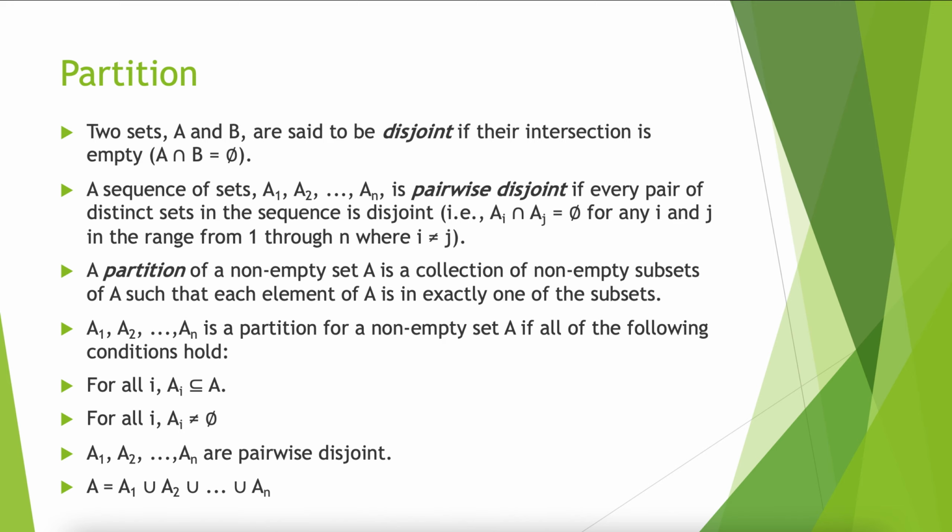A partition of a non-empty set A is a collection of non-empty subsets of A such that each element of A is in exactly one of the subsets. So if you have, let's say, A1 through A10, the conditions are: each Ai is a subset of A, each Ai is not the null set, the Ai are pairwise disjoint, and A is equal to A1 union A2 union A3, and so on and so forth.